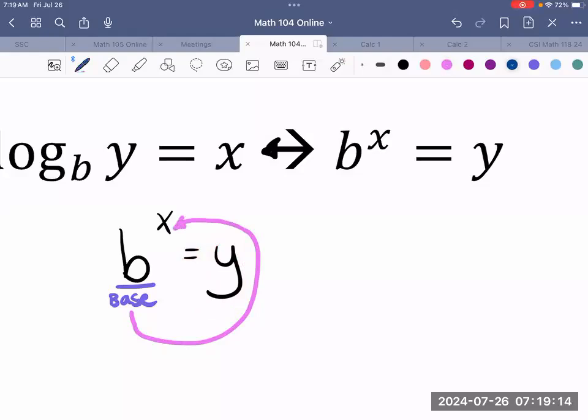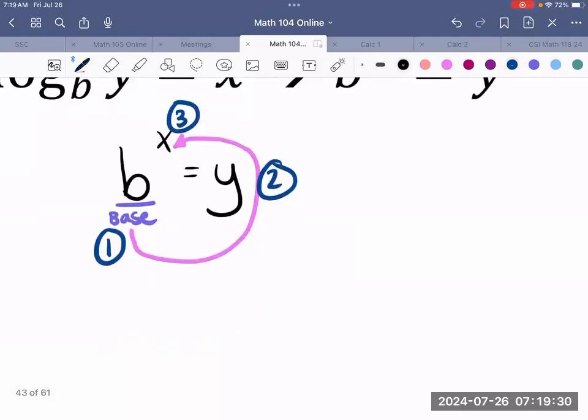Now, the order in which you write is the order in which you swoop. So notice that we started on your base. You came up and perhaps you touched y or came very close to y. So that's going to be the second thing you write. And the last thing you write is going to be x.